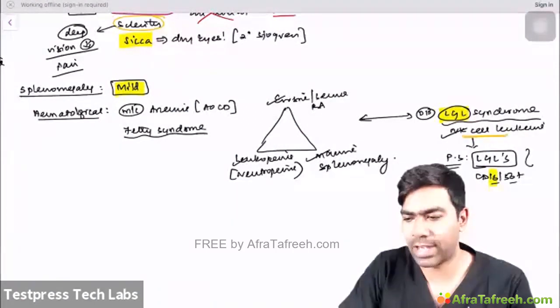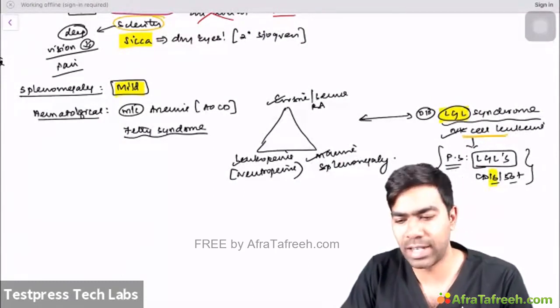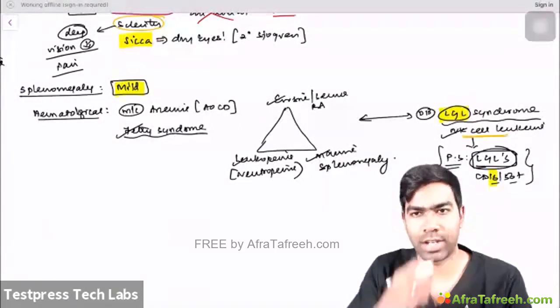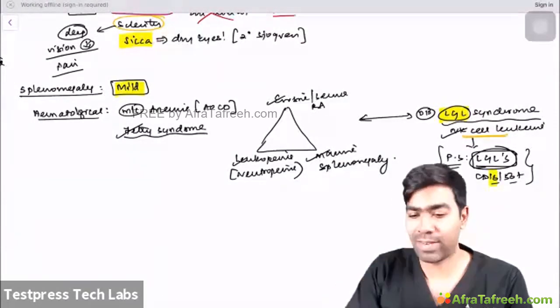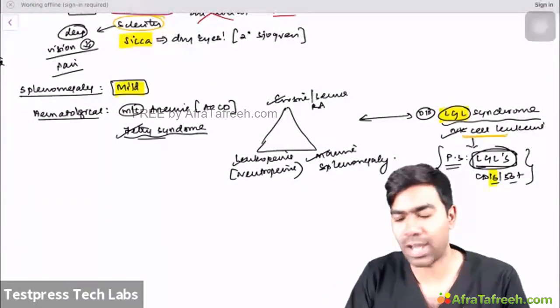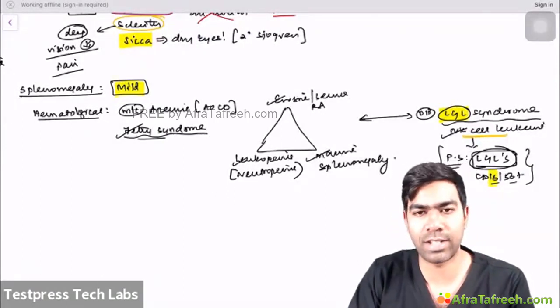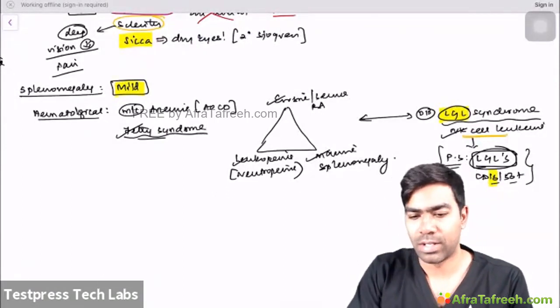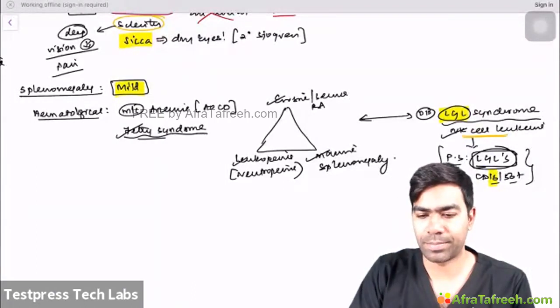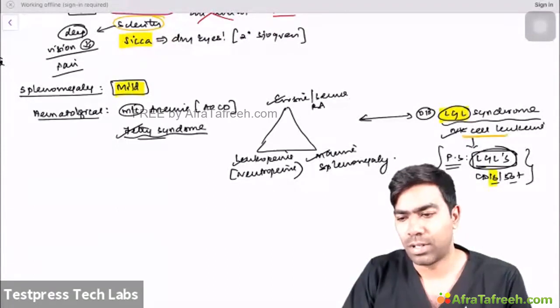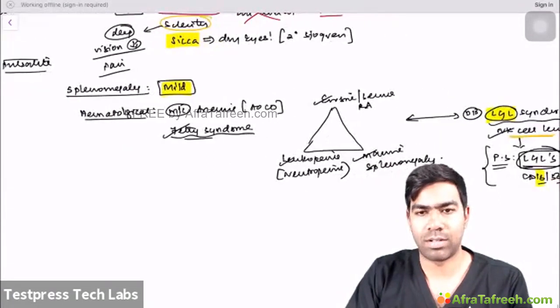And if you identify this, then the diagnosis is completely different. So that's why before making a diagnosis of Felty syndrome, don't forget these LGLs. If you don't have LGLs, then you can diagnose Felty syndrome. If you have LGLs in the peripheral smear, then even with the same triad of Felty syndrome, it's not Felty syndrome. It is basically your LGL syndrome only. Clear? And cool.